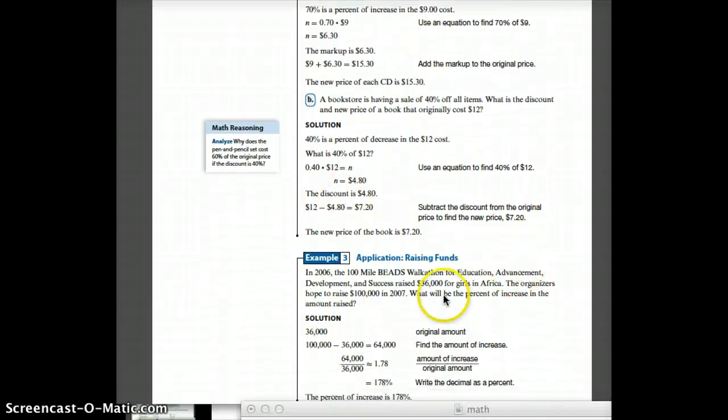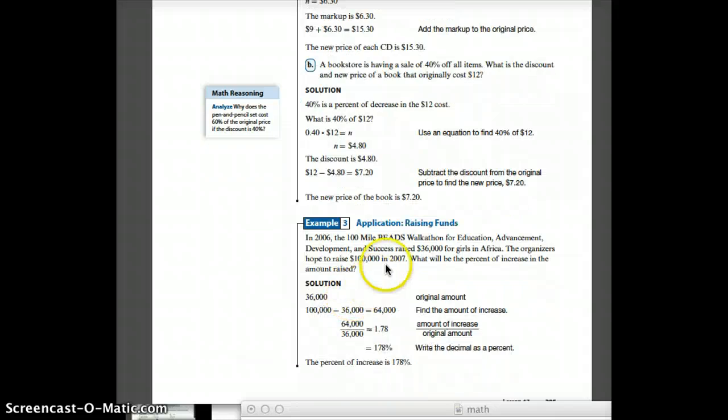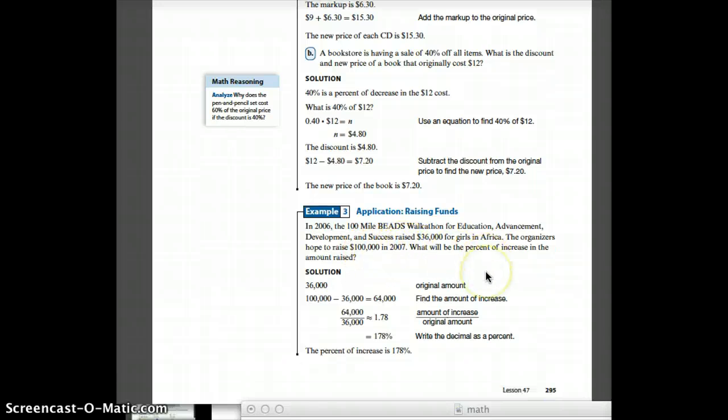Okay, example 3. In 2006, the 100-mile walkathon raised $36,000 for girls in Africa. The organizers hope to raise $100,000 in 2007. What will be the percent of increase? Obviously, that's an increase from $36,000 up to $100,000. So let's find out how much of an increase that would be. That would be 64,000, right? So you put the 64,000 over the original amount. That gives you 1.78. Change that into a percent, move it 2 places. That would be a 178% increase.